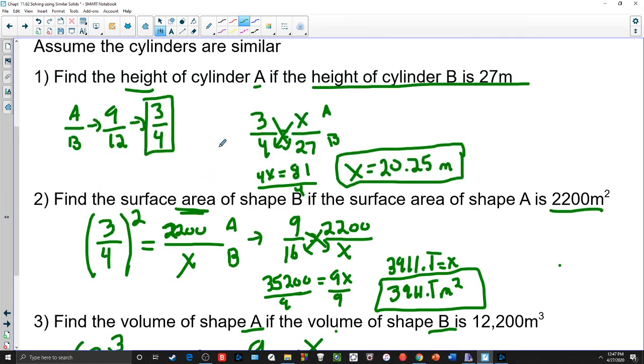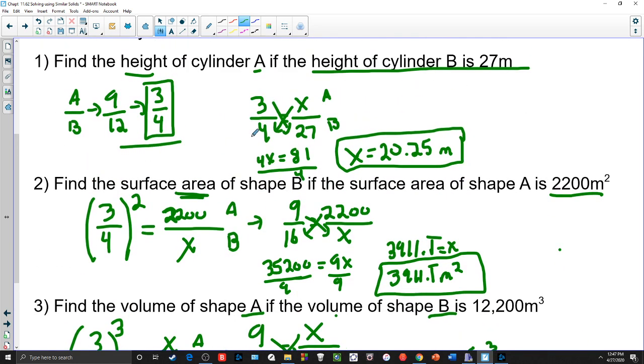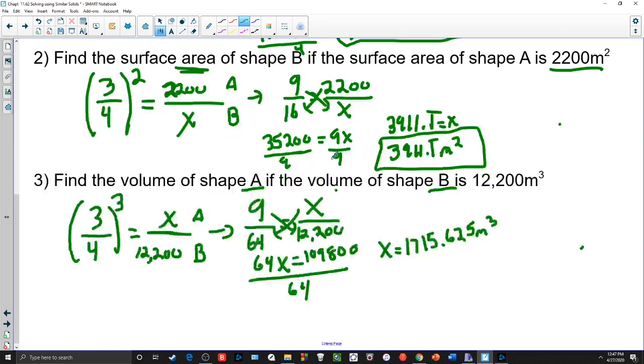So if you notice here, all three types of problems start out the same way. Get your scale factor, write it out first thing. All it is, scale factor equals other fraction. Now, if it's a linear measurement, that's all you do. If it's an area measurement or a square unit, that means you square your scale factor first before you cross. And then if it's volume, you cube your scale factor first before you cross. And it's always the scale factor that gets cubed.